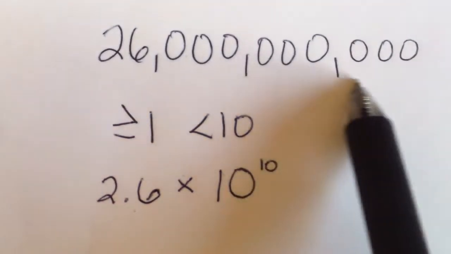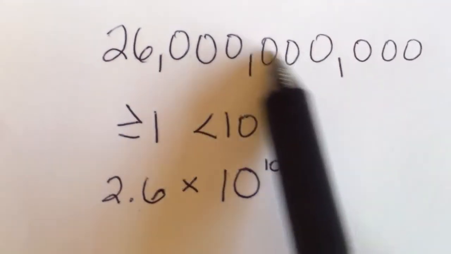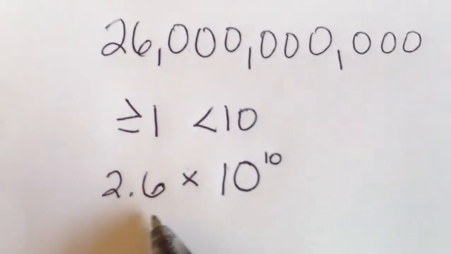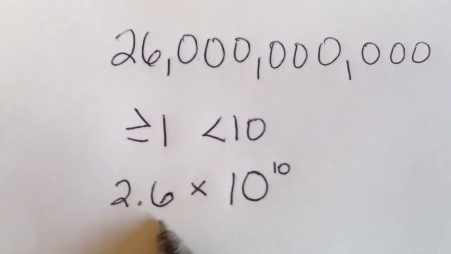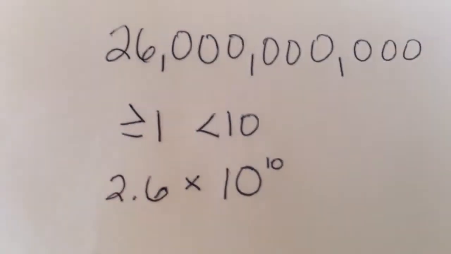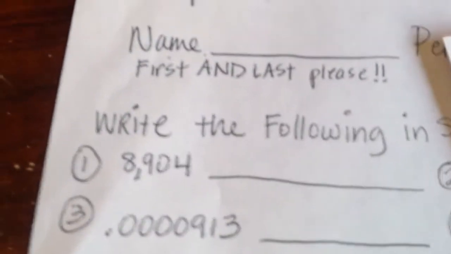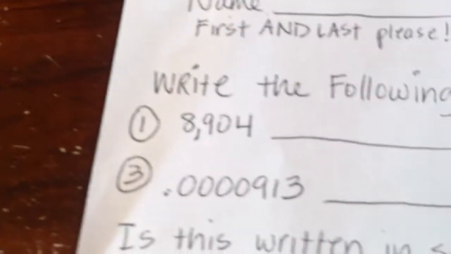So if we are working with really big or really small numbers all the time that have a ton of zeros in them, this is a much simpler way to write those numbers. So in your study guide, you are asked to write these following in scientific notation.